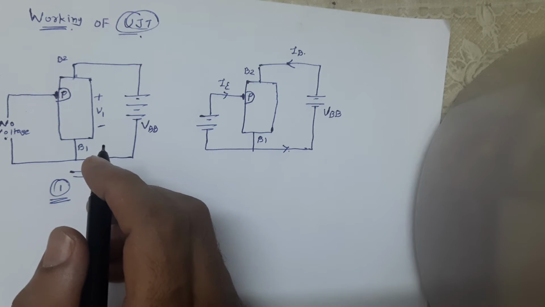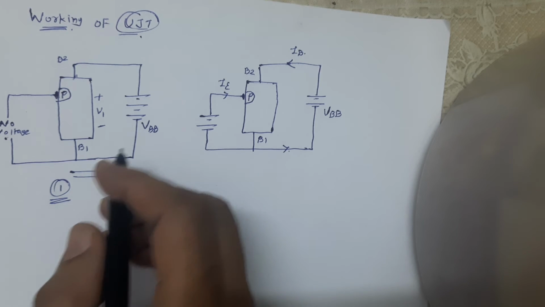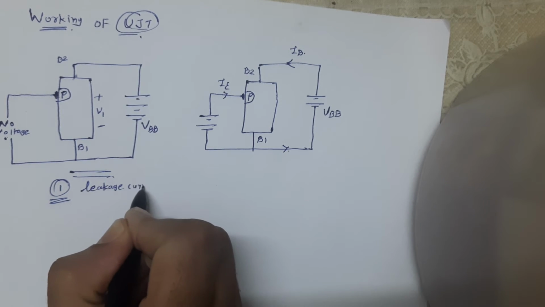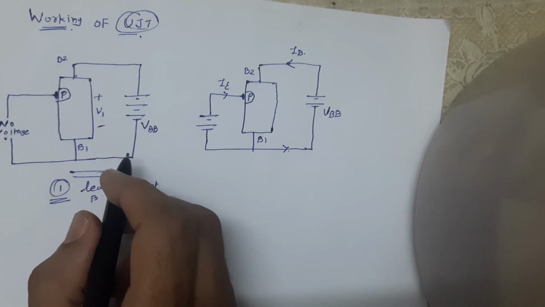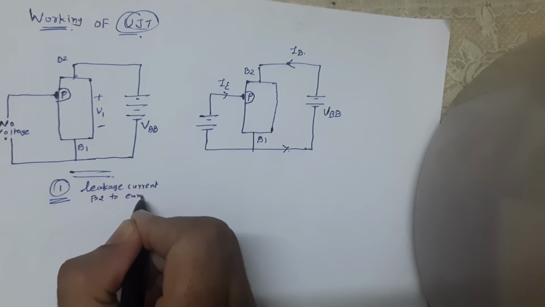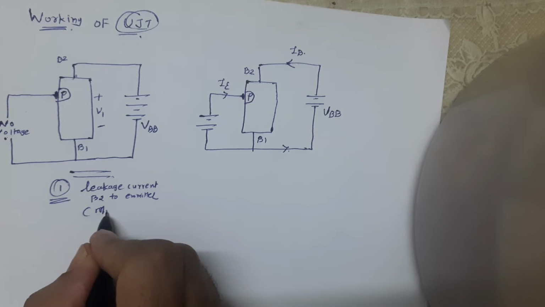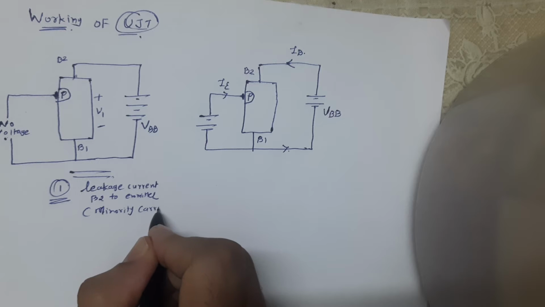Of course, a small leakage current flows from B2 to emitter due to minority carriers. So there is only some leakage current from B2 to emitter, and this is due to minority carriers.